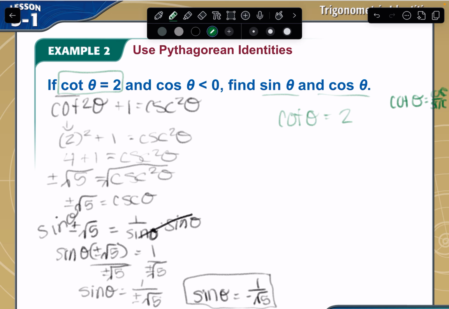Why I'm using that is I know sine now because I solved for sine, and I'm trying to solve for cosine. I also know what cotangent is equal to because it tells me that in my problem. So the way that I'm going to write this is cotangent is equal to 2. And then my identity is that cotangent is cosine over my sine value. So this is a quotient identity. That's where that's coming from.